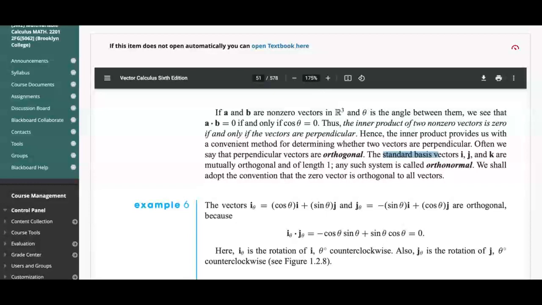We can write any vector in terms of i, j, k. And because each of i, j, k has length 1, they're unit vectors. So we call those i, j, k a unit normal basis, because they are orthogonal to each other.